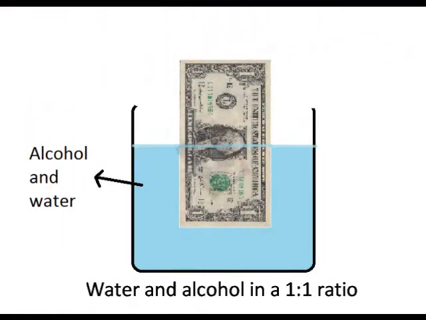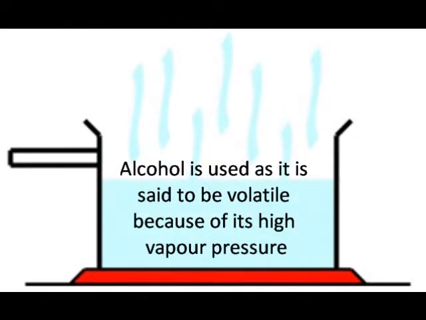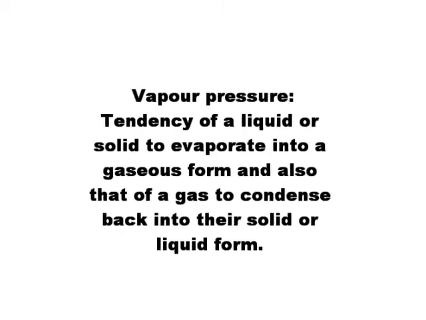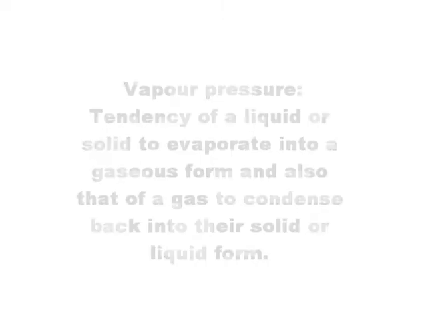The currency will first need to be soaked in a solution constituting water and alcohol in a 1:1 ratio. Alcohol is used as it is said to be volatile because of its high vapor pressure. Vapor pressure refers to the tendency of a liquid or solid to evaporate into a gaseous form, and also that of a gas to condense back into its solid or liquid form.